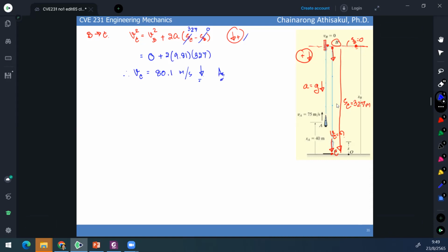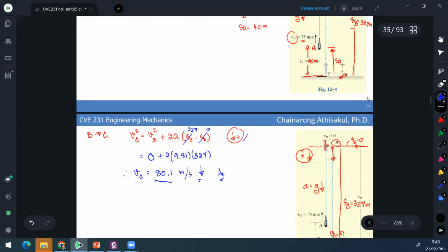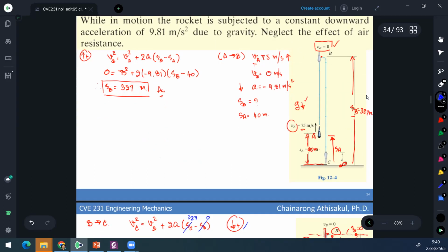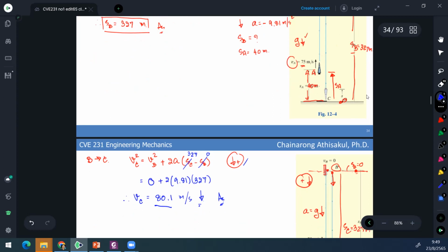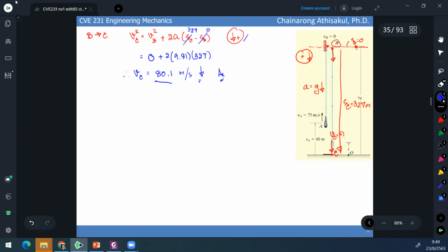That's all for this problem. Now we have two solutions: VC equal to 80.1 meters per second and SB equal to 327 meters. So that's all for this problem.